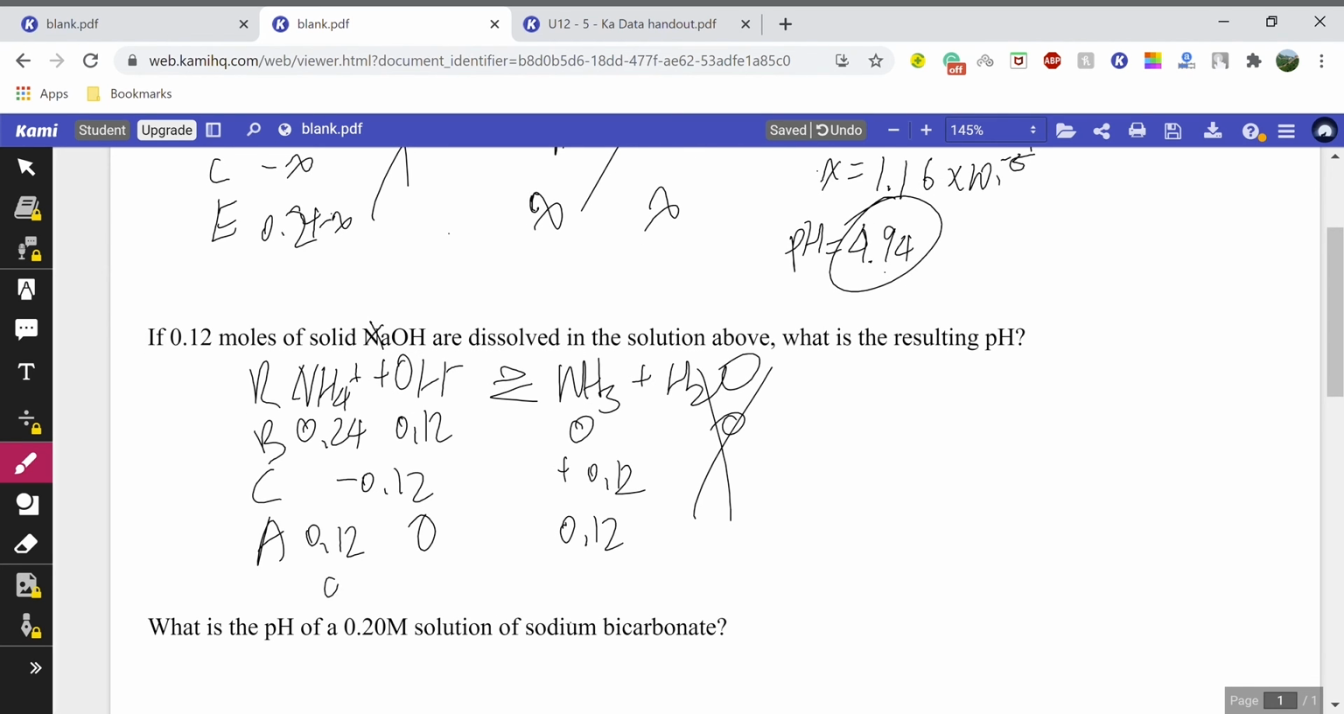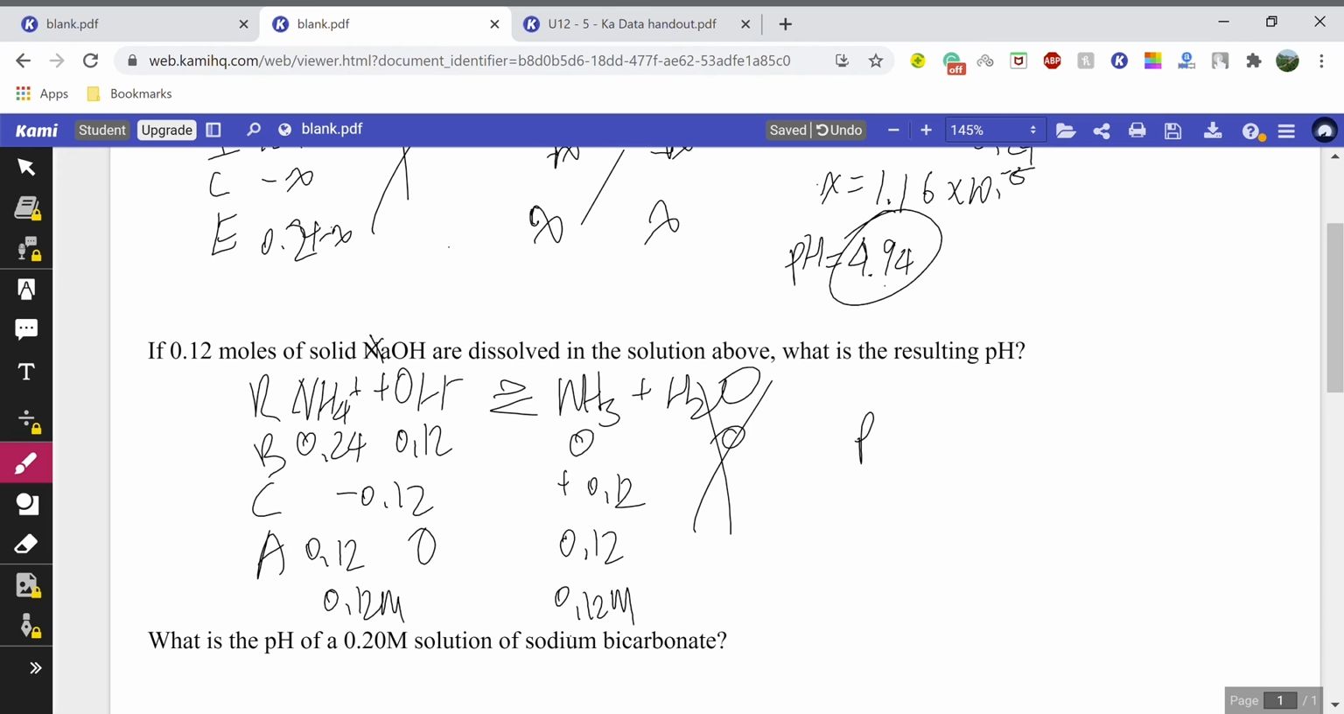We convert it back to moles, which will be 0.12 moles and 0.12 moles. So we can use the HH equation. pH is equal to pKa plus log of conjugate base divided by acid. Conjugate base is 0.12, and acid is also 0.12. 0.12 divided by 0.12 is 1, and log of 1 is 0. So this is 0, and we can cross it out.